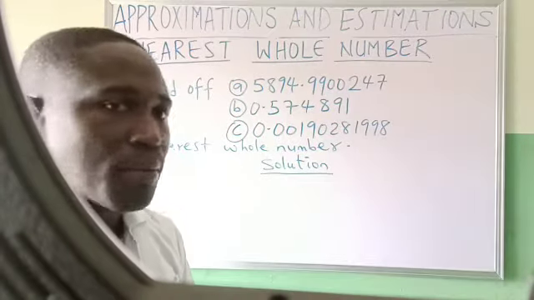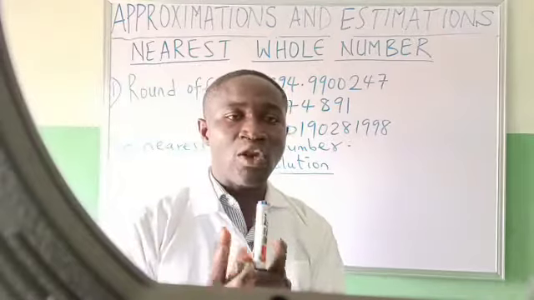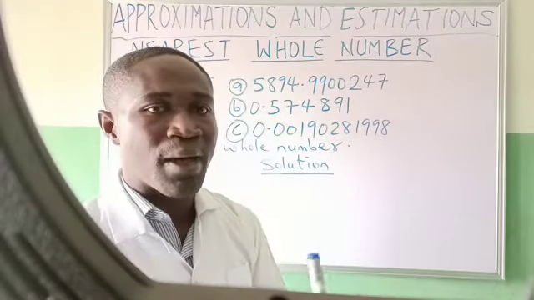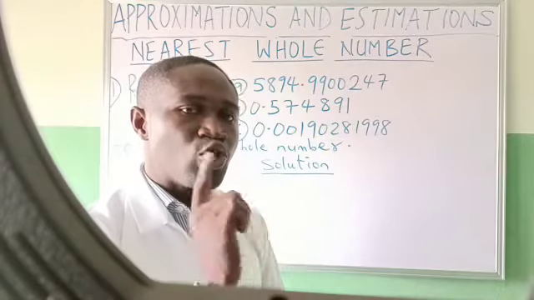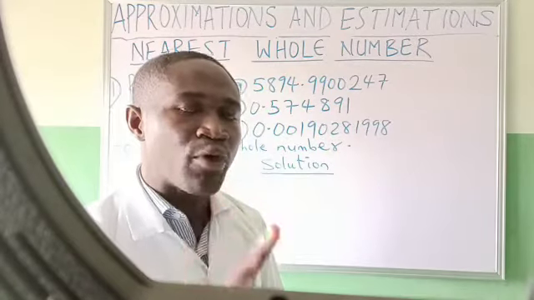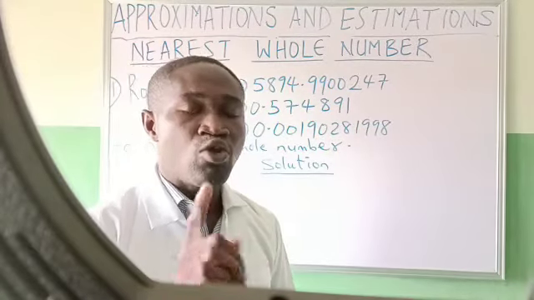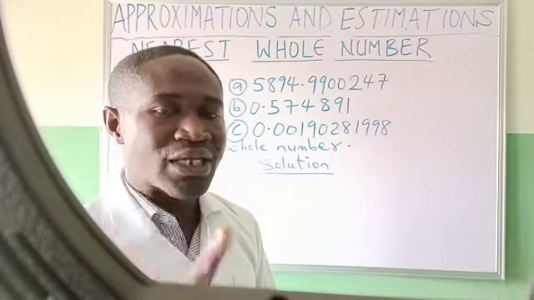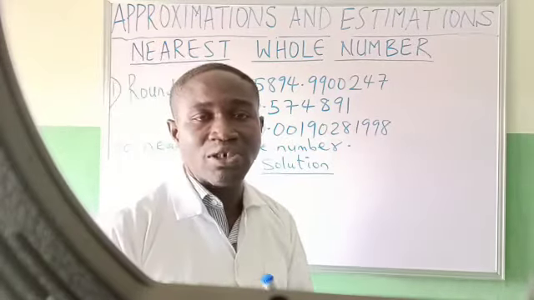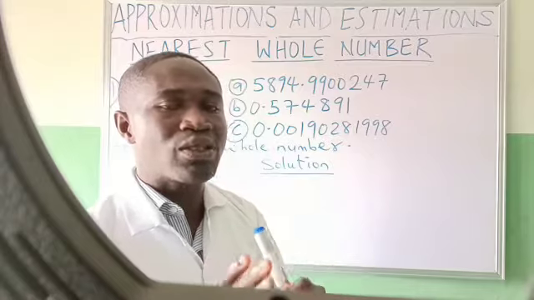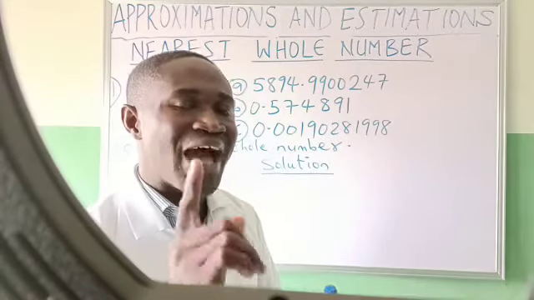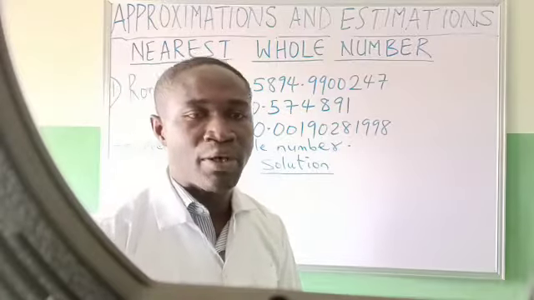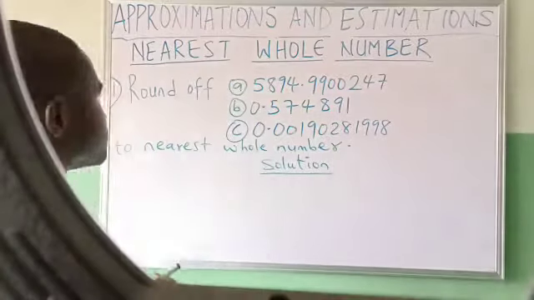To approximate any number to the nearest whole number, it means that when that number is written, you must see a visible decimal point. And the implication is that after you are done with approximating it, that number is meant to have an invisible decimal point. Let's see what I mean.